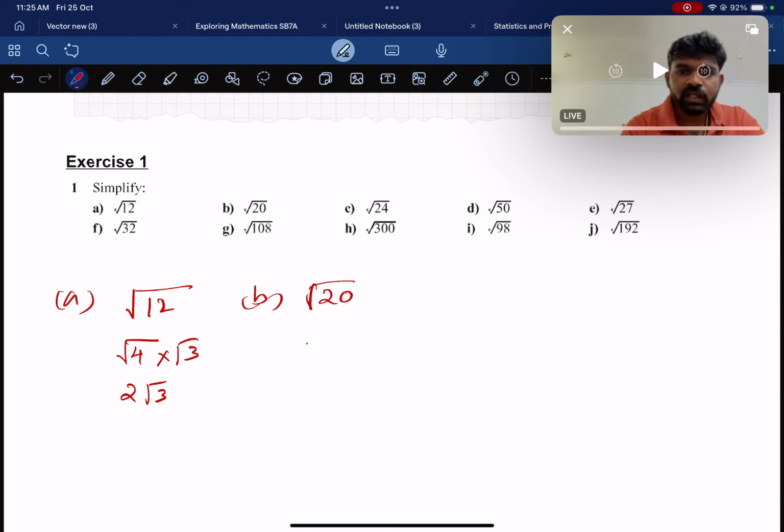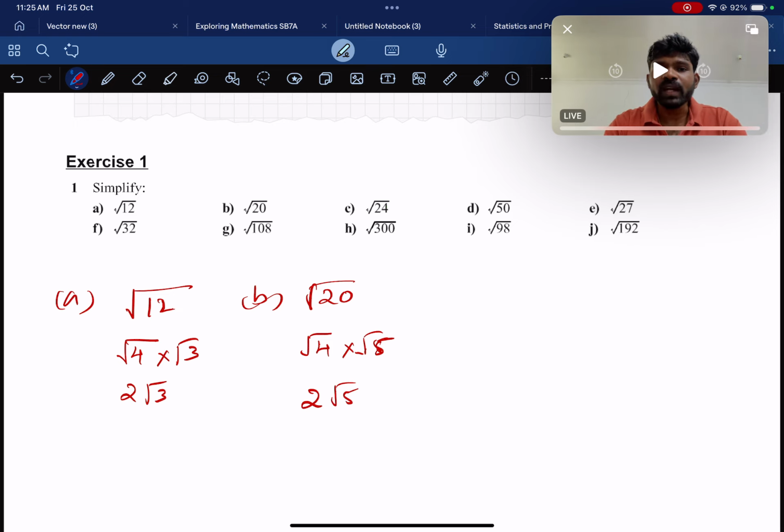So instead of taking root of 10 times root of 2, we'll be taking root of 4 times root of 5, where one of the values, root of 4, is actually the perfect square root. So we can write it as root of 4 as 2 and root of 5 as it is. So my answer for root of 20 is 2 root of 5.